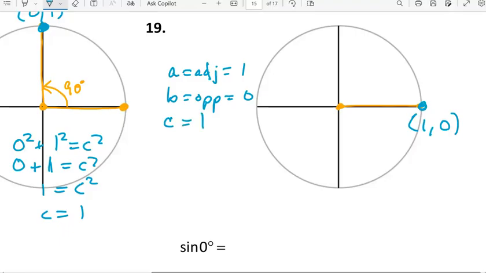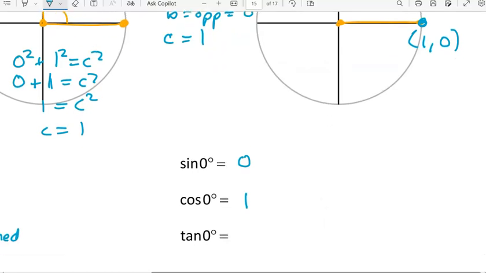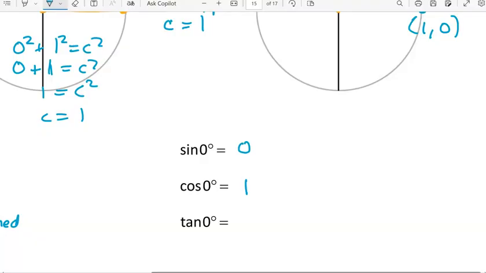So from here, sine of 0 degrees is the ratio of opposite to hypotenuse, that's 0 over 1, which is 0. Cosine is the ratio of adjacent to hypotenuse, that's 1 over 1, which is 1. And tangent is the ratio of opposite to adjacent, so that's 0 over 1, which is 0.